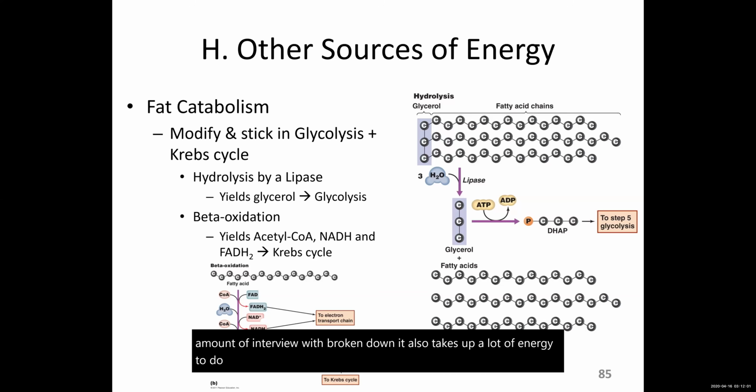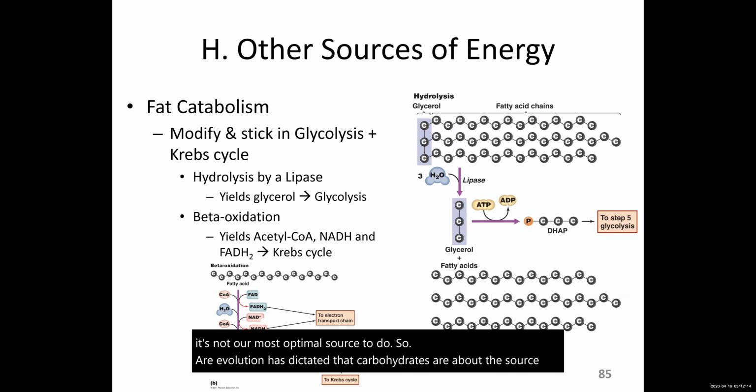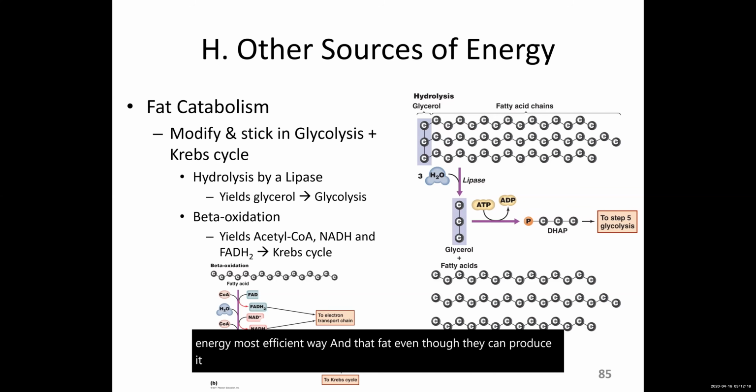So even though fats contain high amounts of energy, if you will, it's not our most optimal source to do so. Our evolution has dictated that carbohydrates are our best source of energy, most efficient way, and that fats, even though they can produce it, we ultimately like to store our energy as fat because it holds it well. So, contrary to popular belief, starving your body from carbohydrates actually makes the situation worse, especially during diets.